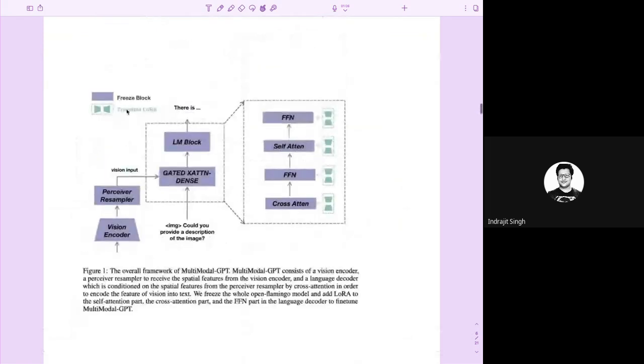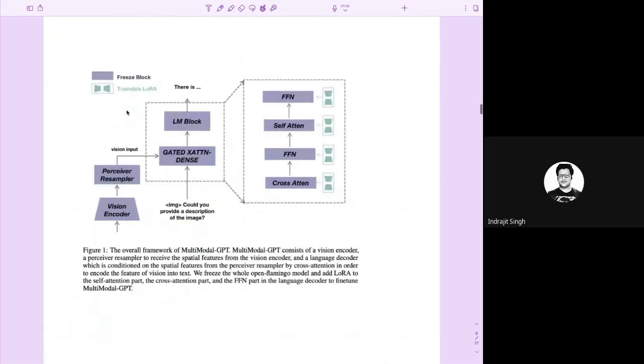So before that, I was talking about these layers of training, right? So what happens in multimodal GPT? Multimodal GPT consists of a vision encoder, a perceiver resampler to receive the spatial features from the vision encoder, and a language decoder, which is conditioned on the spatial features from the perceiver resampler by cross attention in order to encode the features of vision into text.